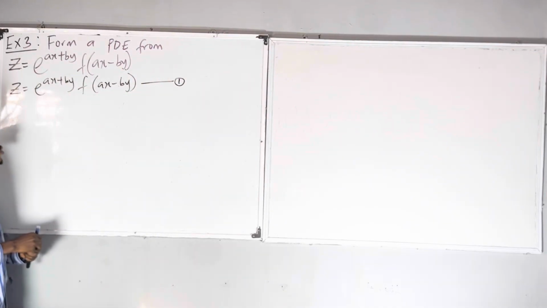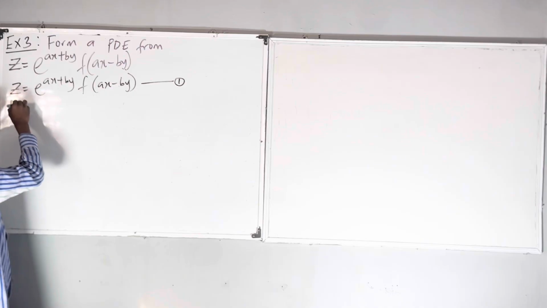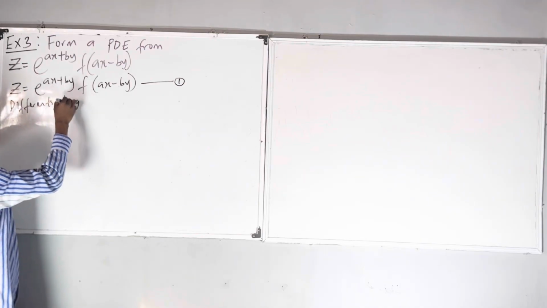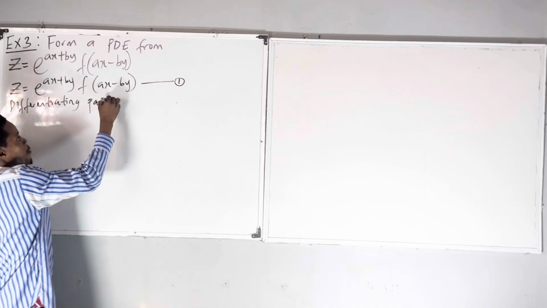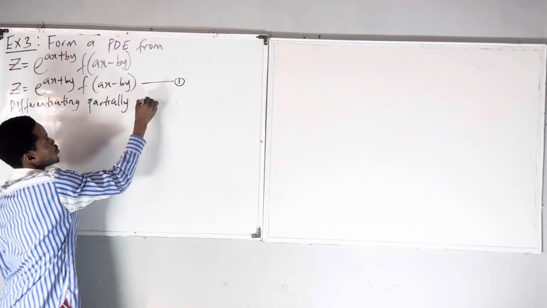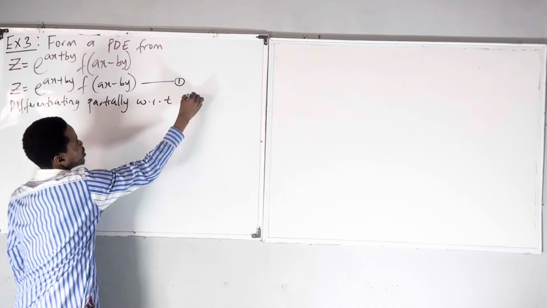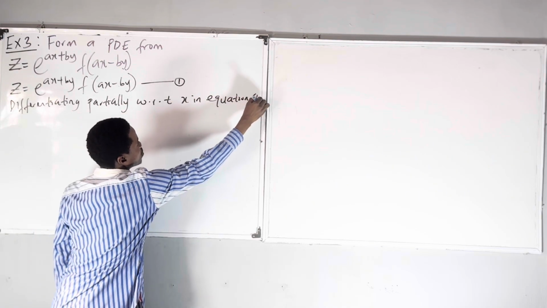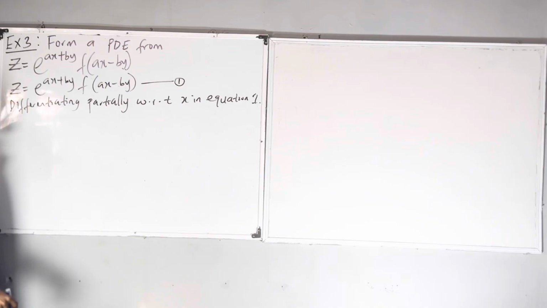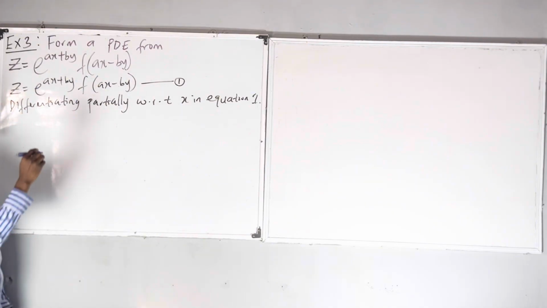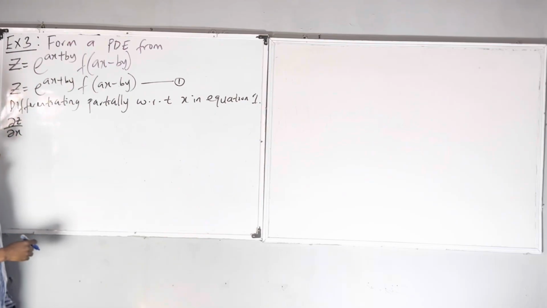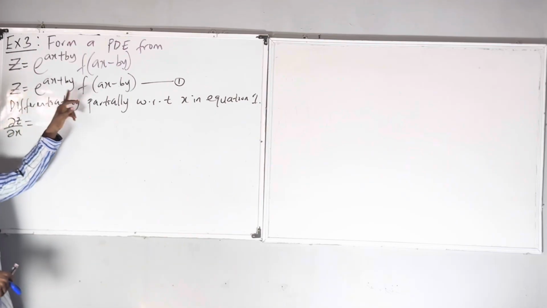So the step is what? To differentiate partially with respect to x in equation 1. So it means I'm going to differentiate z with respect to x. If I differentiate z with respect to x, I'm going to have partial z over partial x, or dz over dx. z is equal to what we are given.